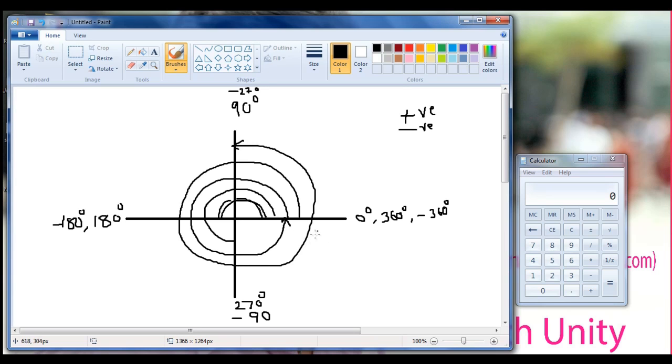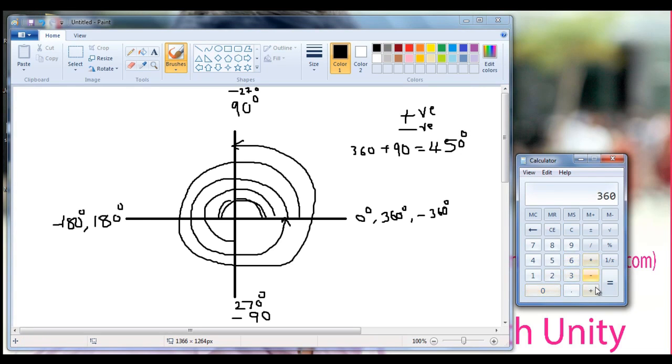Now let us take what will be from here to here. This is actually 360 plus 90, which is equal to 450 degree. Let me show that 360 plus 90 is equal to 450 degree. What is 450 degree indicating? 450 degree is actually 90 degree.